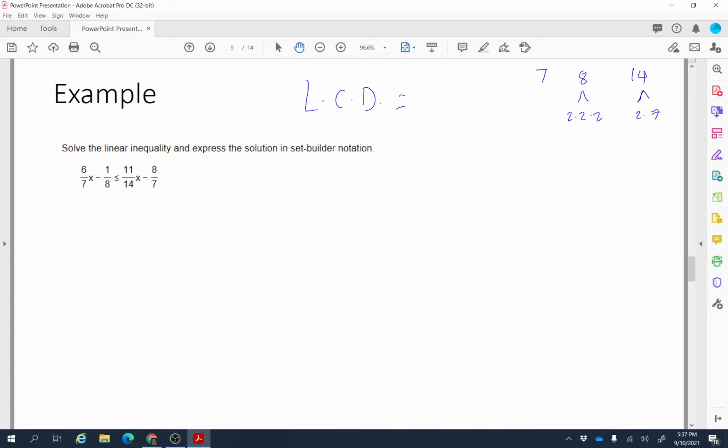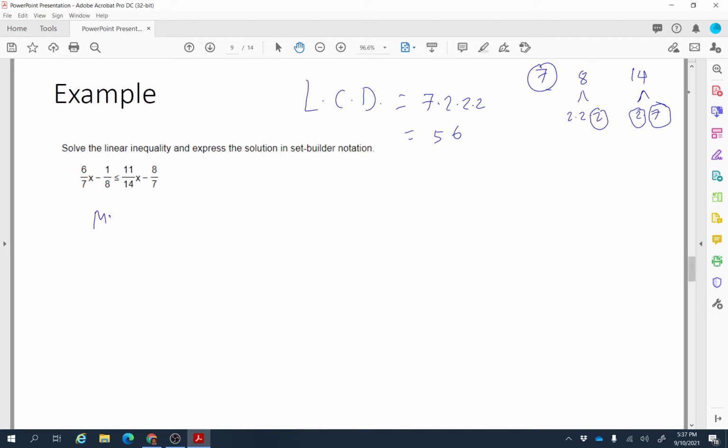For finding the LCD, you take all the common things, like 7 and 7 is common, so you just take it here. Then 2 and 2 are common. Then after that, the leftover thing, which is 2. Whenever you have something common, you just take it one time only. Like 7 and 7 are common, so you don't repeat 7. So this number would be your LCD: 7 times 2 times 2 times 2, which is 56. So now we are going to multiply both sides by 56. Basically, we're multiplying by 7 times 2 times 2 times 2.